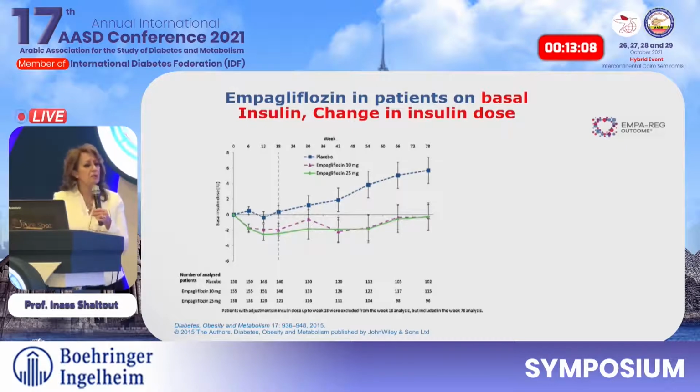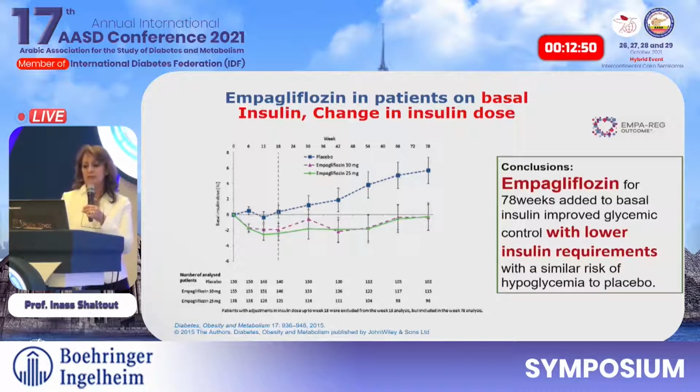The change in insulin dose, as you mentioned: the patients on insulin alone gradually required increasing the dose of insulin, while those receiving empagliflozin, whether 10 milligram or 25 milligram, didn't increase the dose of insulin. And this was the conclusion: empagliflozin for 78 weeks added to basal insulin improved glycemic control with lower insulin requirements and with a similar risk of hypoglycemia to placebo.